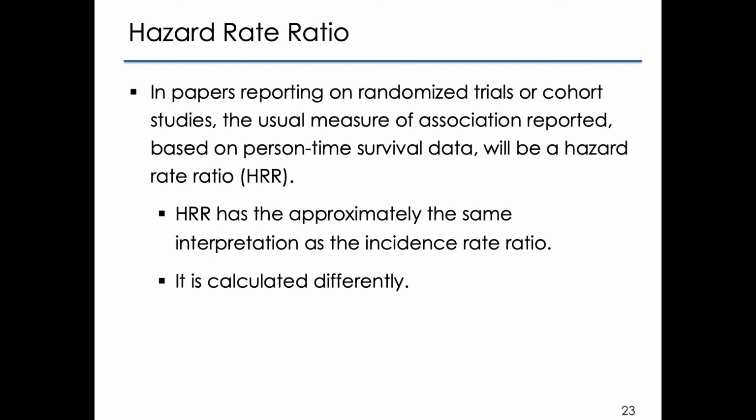So now we're going to talk about the hazard rate ratio a little bit. In papers, again under the general rubric of measures of association using person-time denominators or using survival time data, in papers reporting on randomized trials or cohort studies, the usual measure of association reported based on person-time survival data will be a hazard rate ratio. So the hazard rate ratio has approximately the same interpretation as the incidence rate ratio. It is, however, calculated differently.